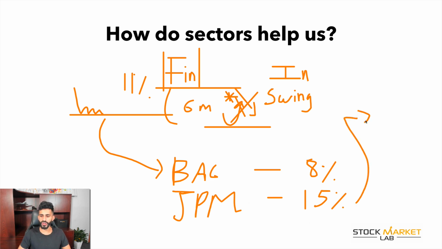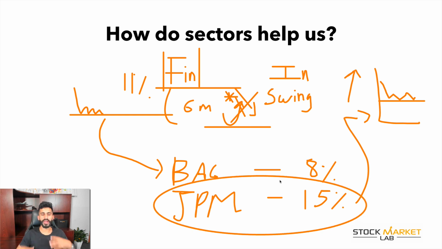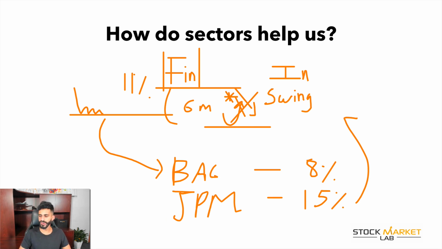JP Morgan on a chart setup also looks very, very good with a very high probability of going up. They also showcase a very great risk to reward ratio. So as swing traders or investors, looking at sectors would allow us to pick the right stock in that sector. That's one way.